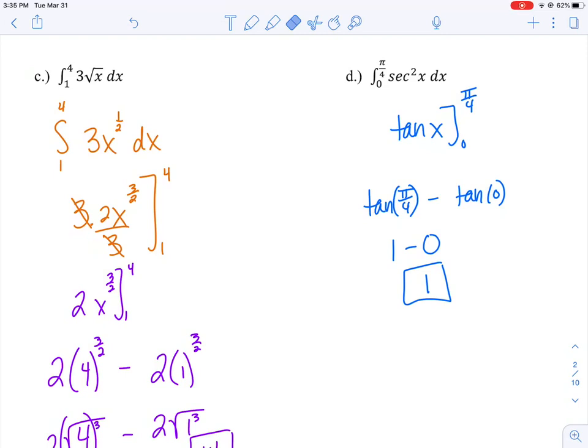All right, using our fundamental theorem of calculus to find the exact area underneath the curve. We'll do some more examples in the next video. I hope you guys are doing well. Let me know if you have questions.